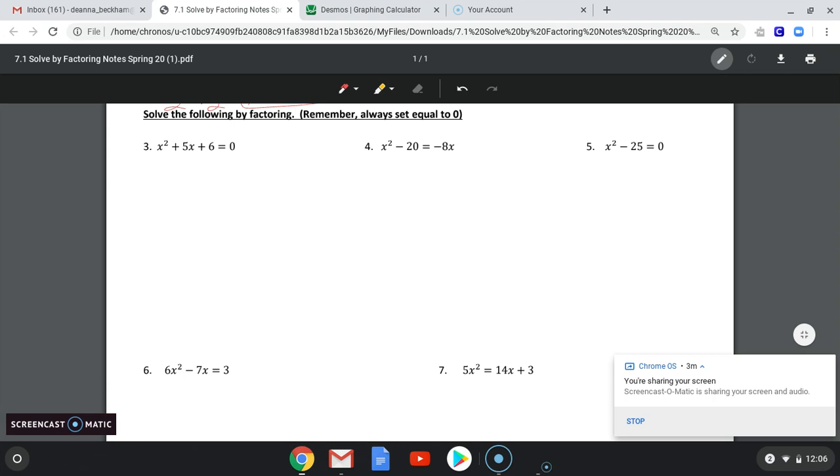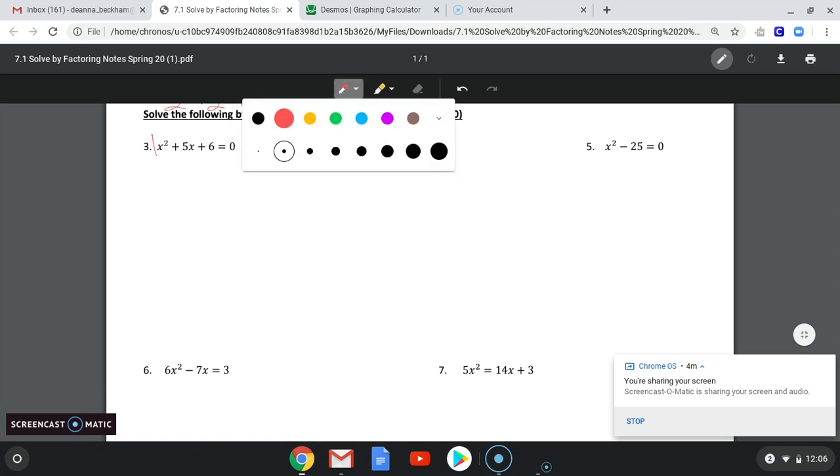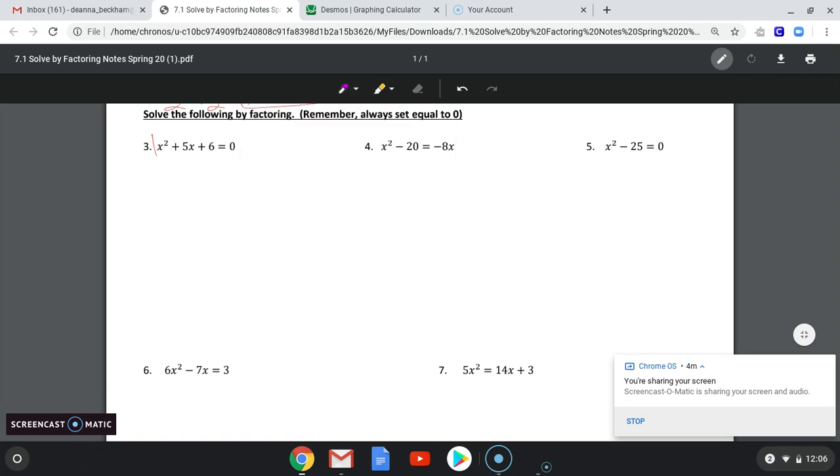So for number 3, the first thing we would do is put a 1 in the front. Now remember when we do these, I'm going to pick a different color real quick, that we've got to multiply the first times the last. That is a 6. By the way, it's a +6. I also know it's +5 in the middle, so it's a positive. How do I get 6? 1 and 6 and 2 and 3. I now go back. I do my x squared plus 2x plus 3x. These are my 2 middle numbers, plus 6.